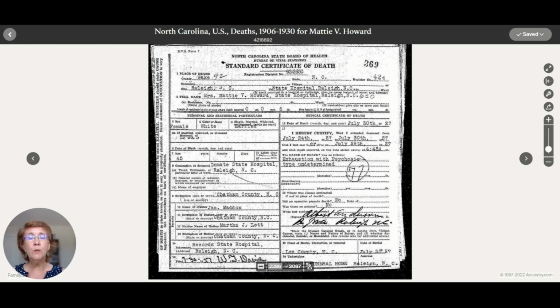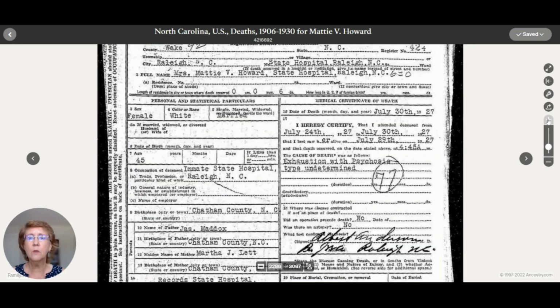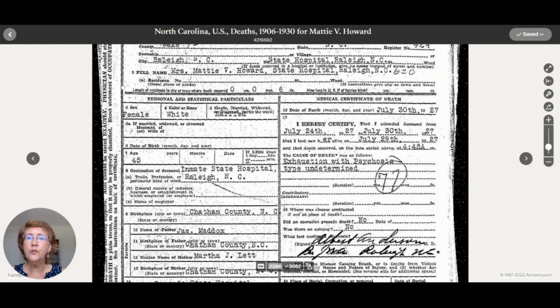Now, some of what I'm looking at here, I'm going to go back up here because she was in the hospital. One of the things, there's a little line here. Let me make this larger so you can see it. There we go. Can you see this line right here? It says length of residence in city or town where death occurred. And it says basically 6 days. So I know she was a patient there for less than a week.